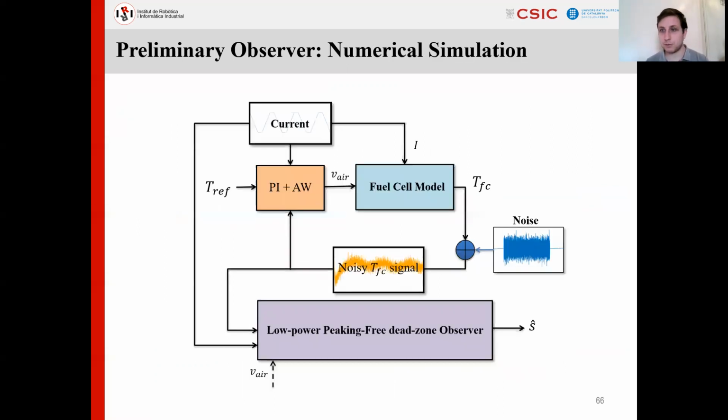The scheme of this simulation is summarized in this slide here. So what we have is a fuel cell model that is controlled through a PI controller that maintains the temperature at a constant value. And then we are going to excite this model through a set of current changes. This generates a temperature signal that is corrupted by some persistent unknown noise. And we use this noisy temperature signal in the observer to estimate the liquid water saturation.